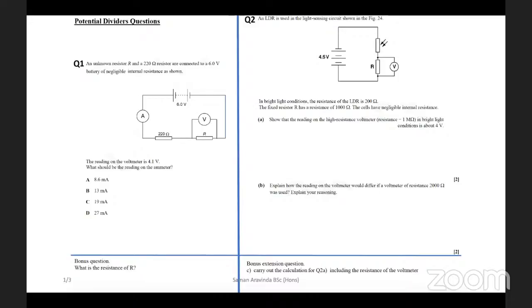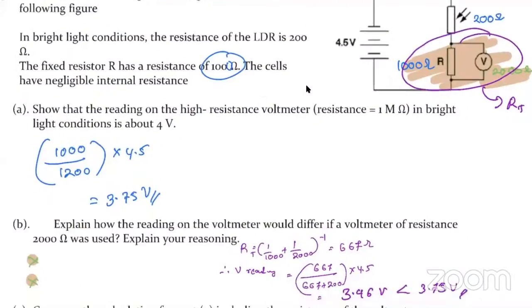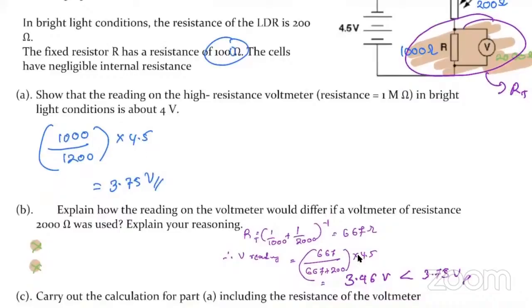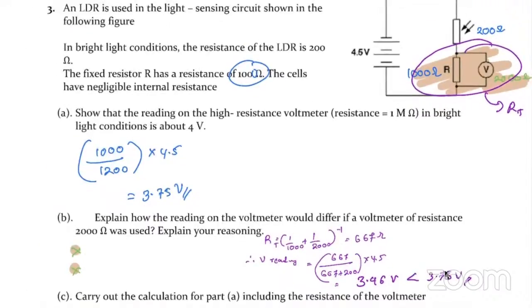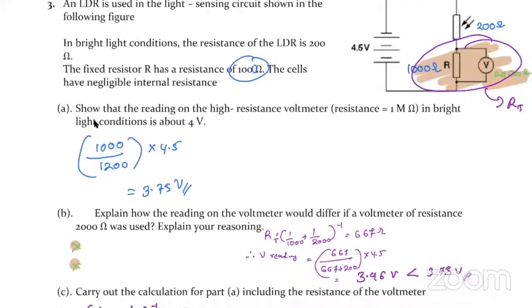How much is the LDR? LDR is 50, 200, then 650. Addition. 300 into voltage is 4.5, and then that is 3.46. Very less. So what you can say is it is less than 3.75.